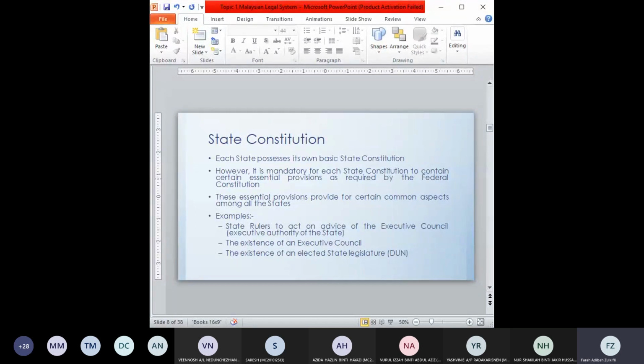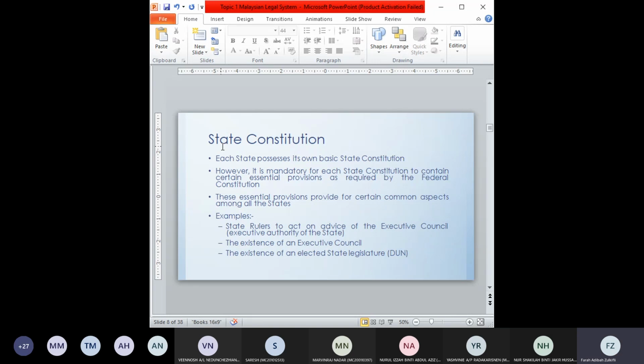Then the state constitution, what is it? The state constitution is a law which concerns state matters. So it is controlled by each state. Yes. So the state constitution is the highest law in the state. So it is made by the state and it is the highest law in that state.